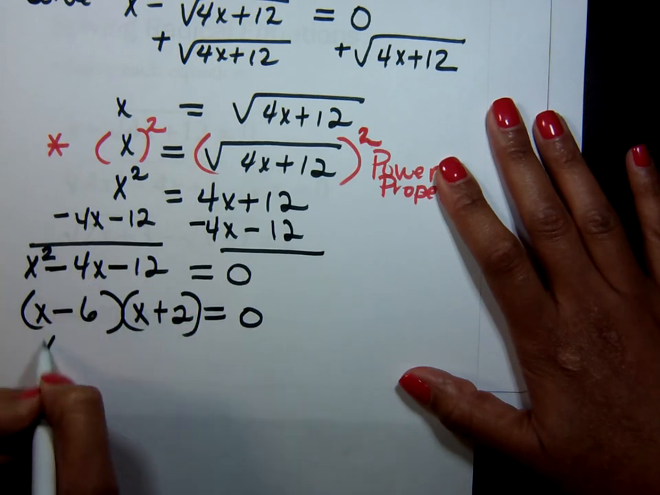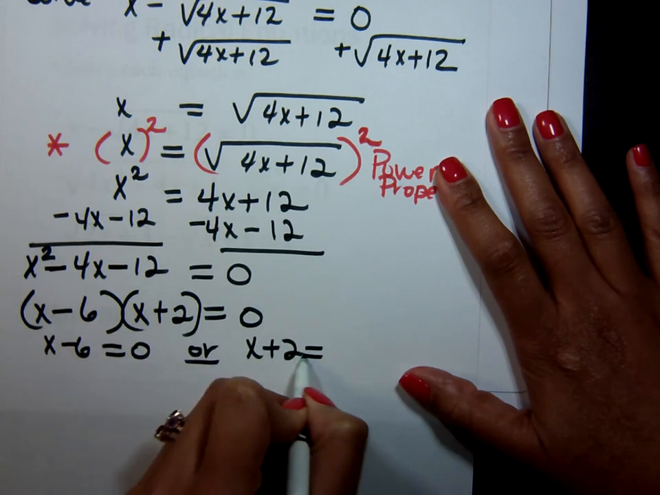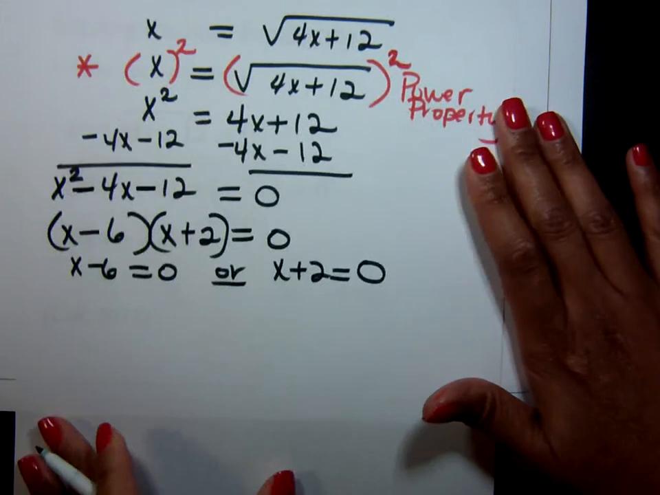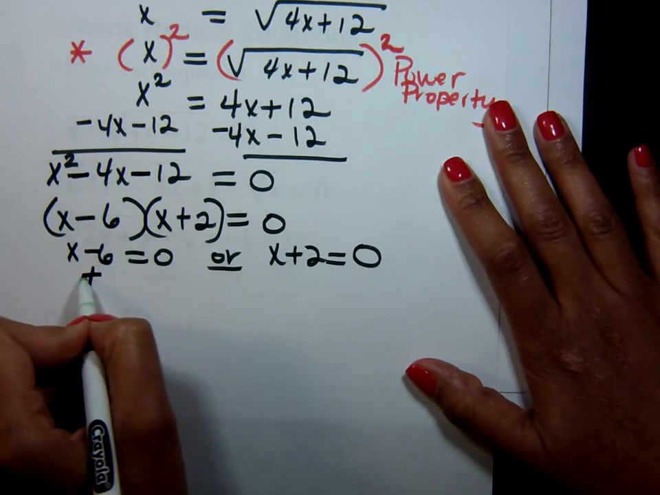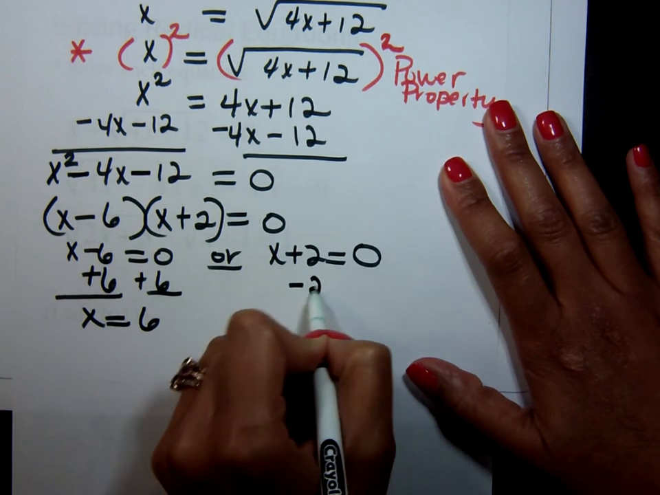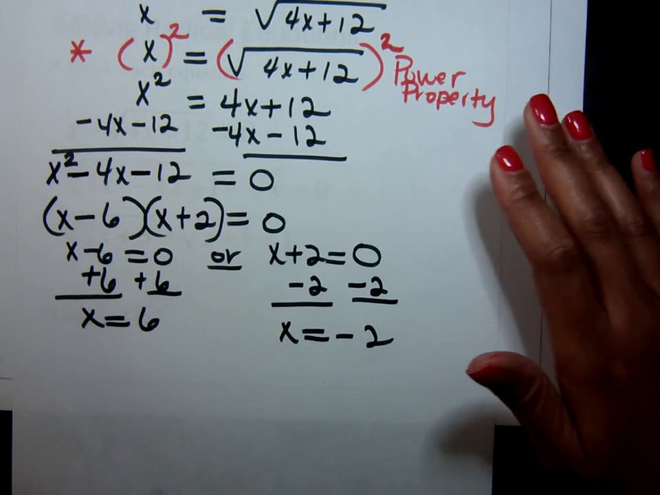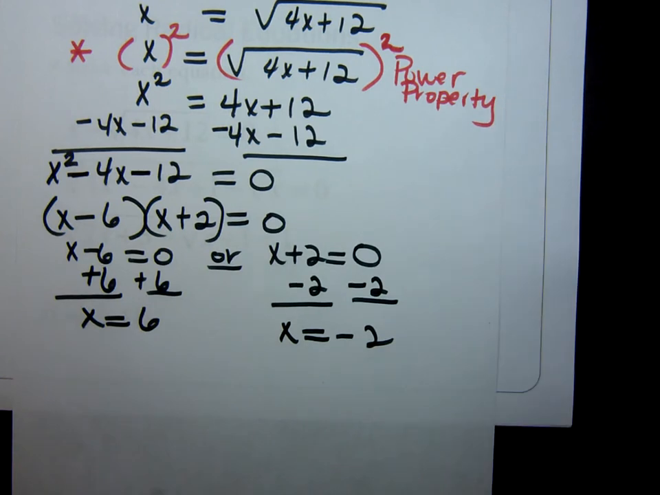And I set each factor that contains a variable equal to 0. That's that zero factor property we talked about. And solving each resulting equation, we'll get two proposed solutions. We get x is equal to 6, and we get x is equal to negative 2.